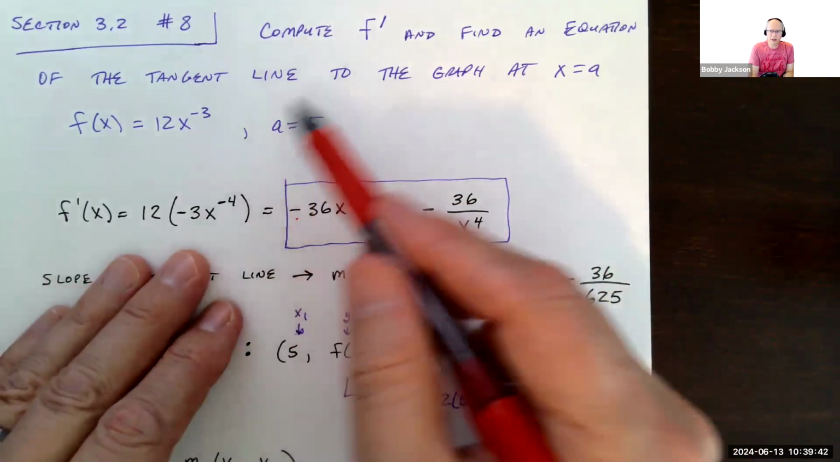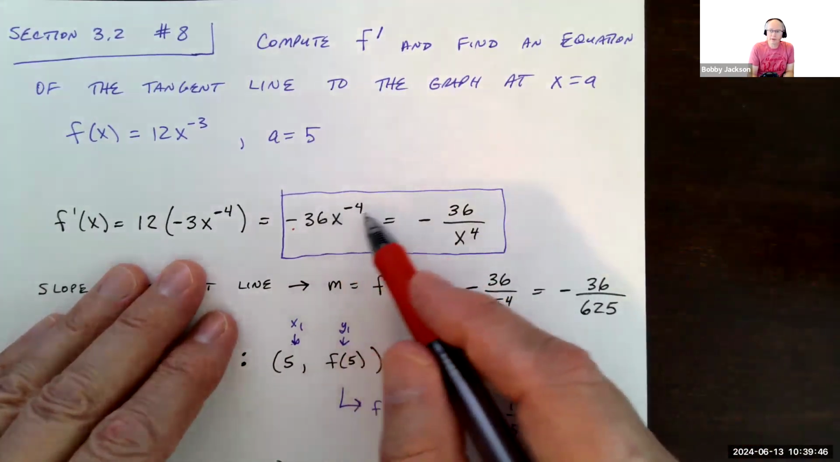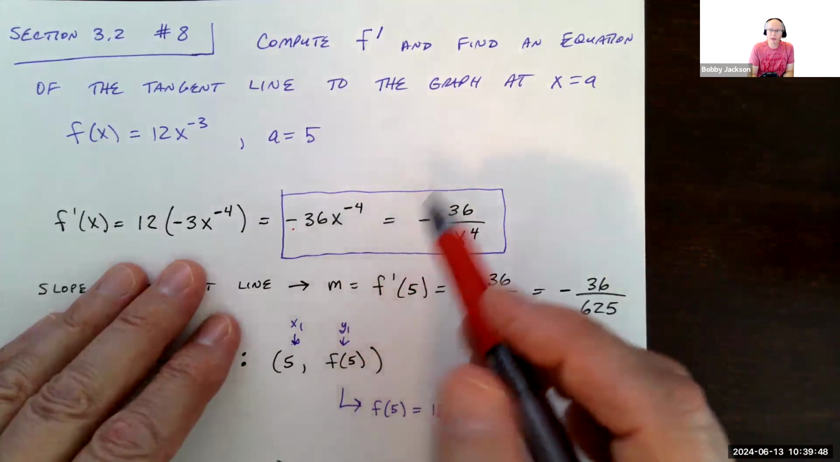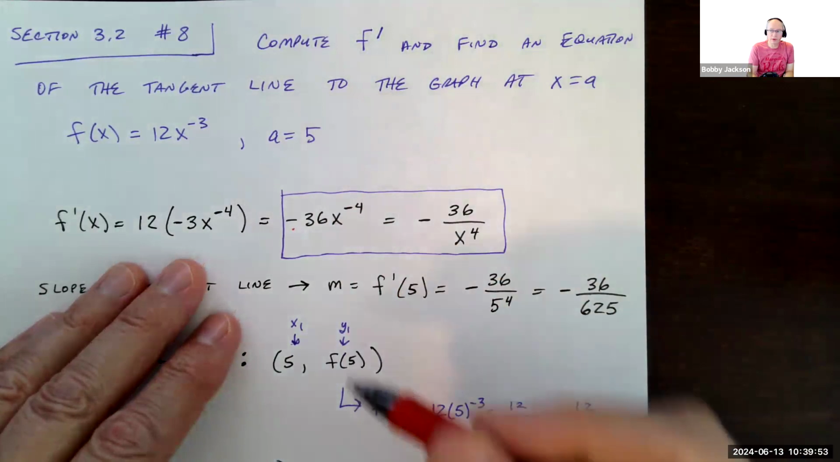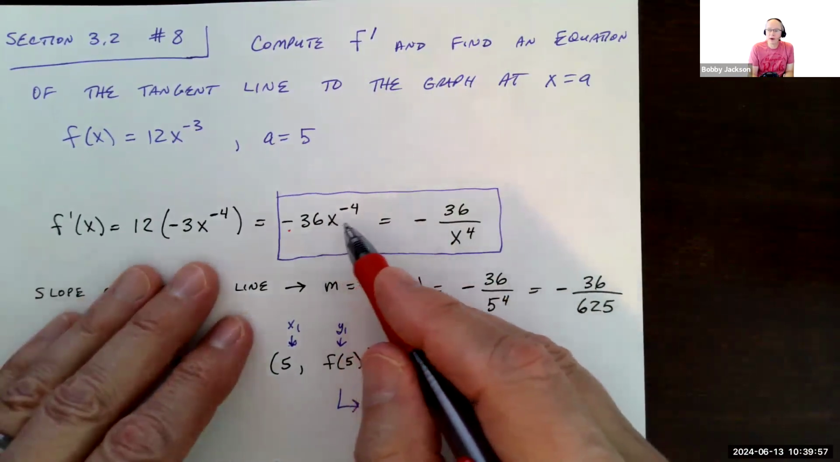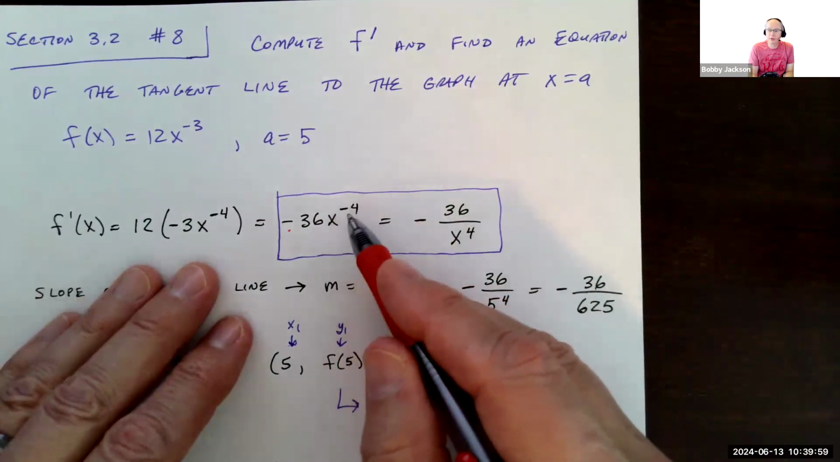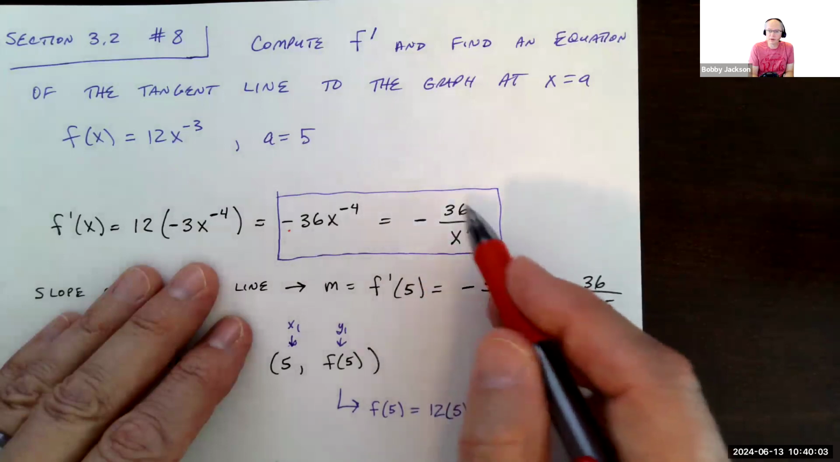They don't say to put it in fraction form for f prime, but if you want to write it in fraction form, which is important because for the equation of the line, they would want you to give exact values for the coefficients in the equation. And so I'm going to rewrite this in fraction form. X to the negative 4 is 1 over x to the 4th. So this can also be written as the derivative.